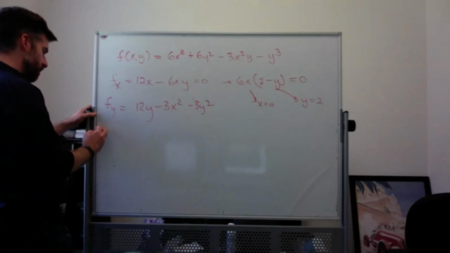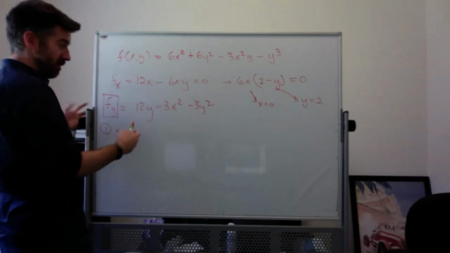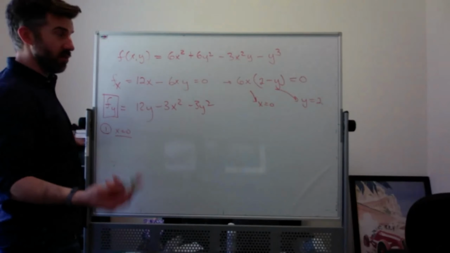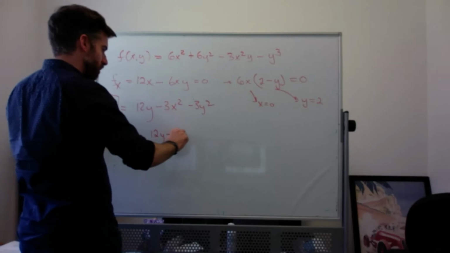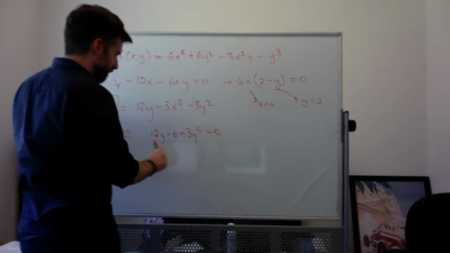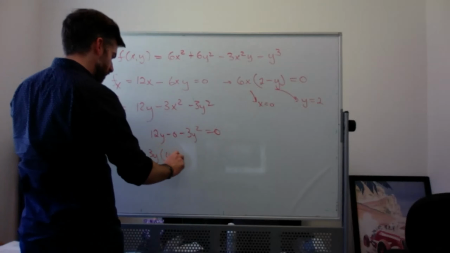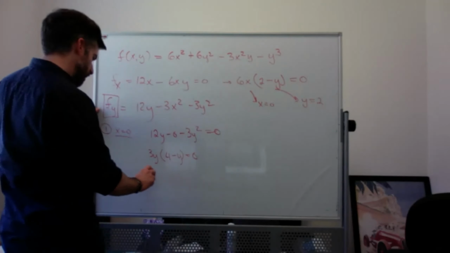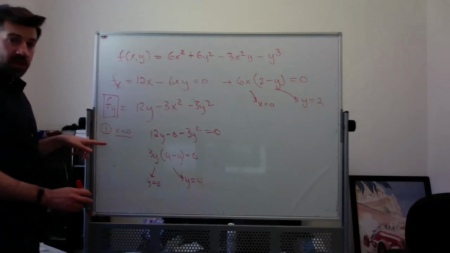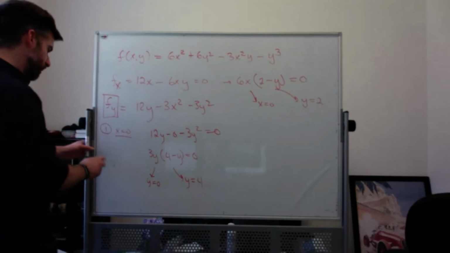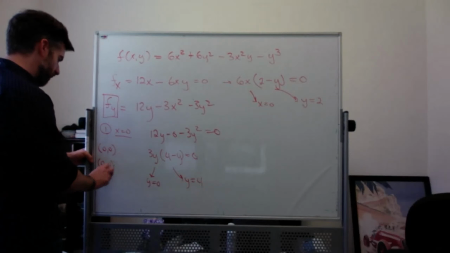So first, I'm going to plug in x equal to 0 into this fy. And I'm going to solve for the other value, the other variable y. So plugging in x equal to 0, I get 12y minus 0 minus 3y squared equal to 0. Factoring out a 3y, you get 3y times 4 minus y equal to 0. So I get y equal to 0 or y equal to 4. So from x equal to 0, there are two critical points. There's the critical point x is 0 and y is 0. There's the critical point x is 0 and y is 4.